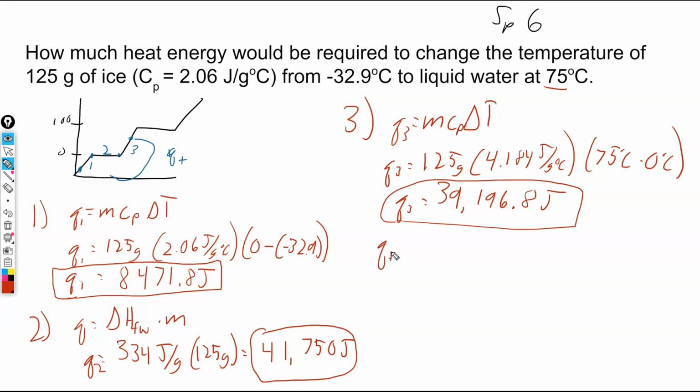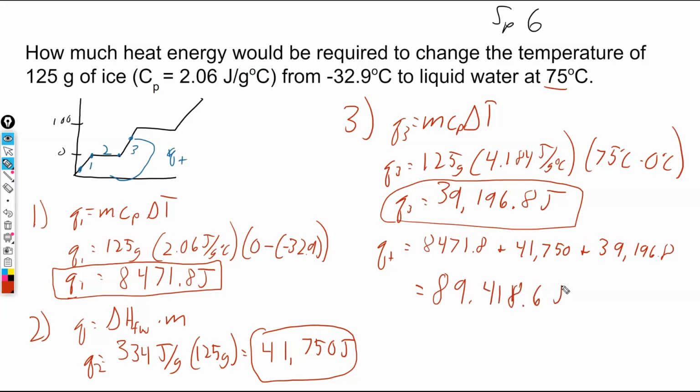So we have all my Q's. I just got to add them all up to figure out the total energy. So 8,471.8 plus 41,750 plus 39,196.8. And the total energy needed is going to be 89,418.6 joules. And there we go.